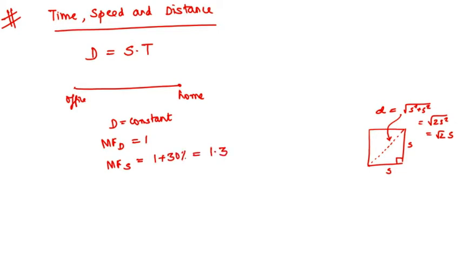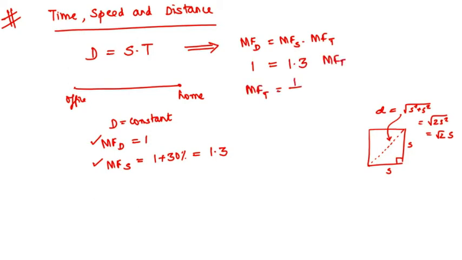He is asking me the time. What will happen to the time? Obviously time will be lesser and I'll reach early. Let's put this equation. What does this equation therefore tell me? Multiplying factor of distance is equal to multiplying factor of speed into multiplying factor of time. Now multiplying factor of distance is 1, is equal to multiplying factor of speed, which is 1.3, into multiplying factor of time. Therefore multiplying factor of time is equal to 1 by 1.3. That is nothing but 10 by 13.